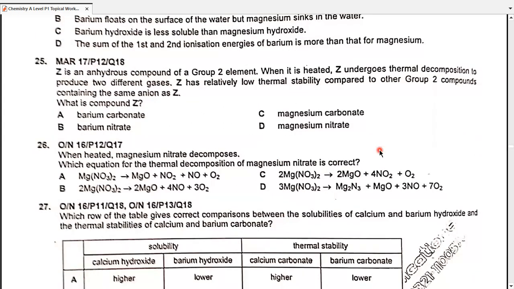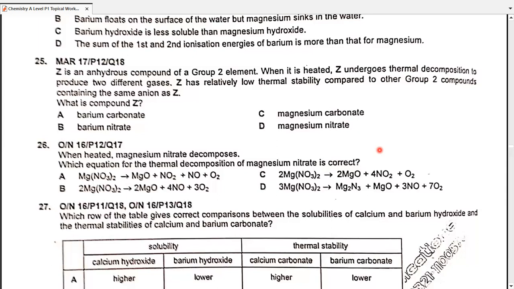Z is an anhydrous compound of a group 2 element. When it is heated, Z undergoes thermal decomposition to produce two different gases. Z has relatively low thermal stability compared to other group 2 compounds containing the same anion as Z. What is the compound Z?